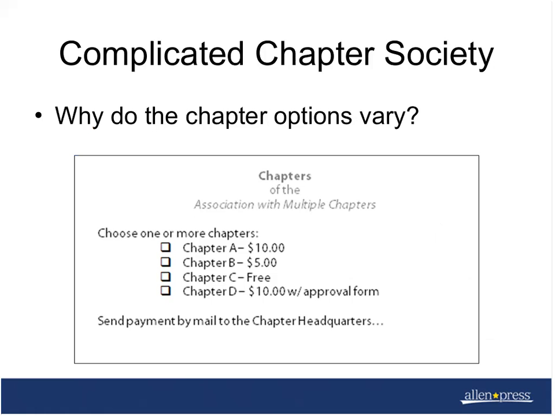The sample organization has 4 chapters, and members can opt to join any of the chapters. The chapters have various rates, and one even requires approval from the chapter's leadership. Each one may manage their own membership list, so payments will be sent to various offices throughout the country or the world.